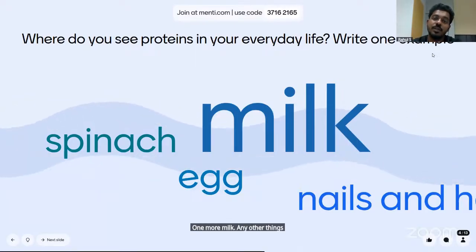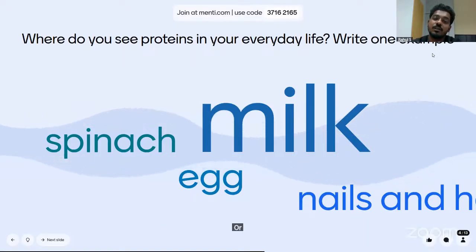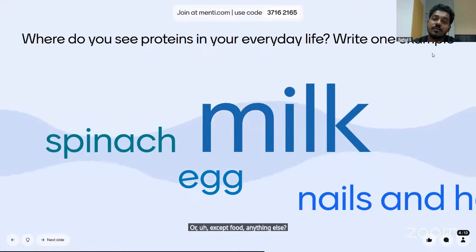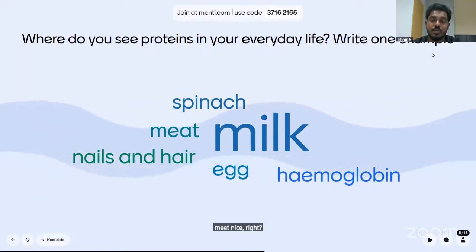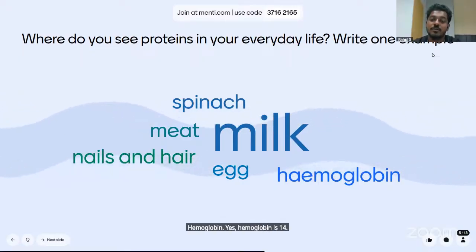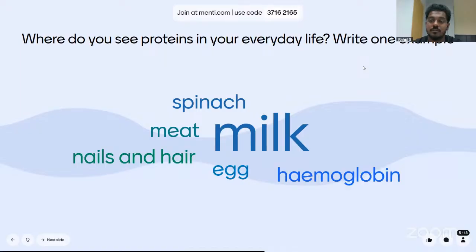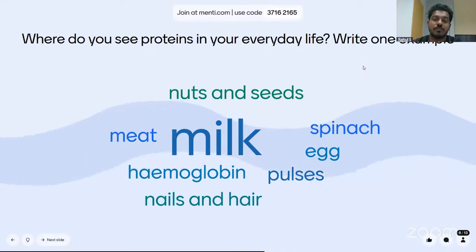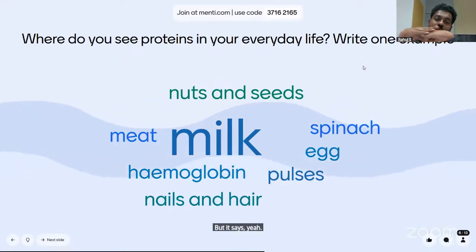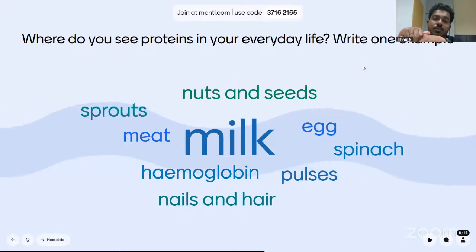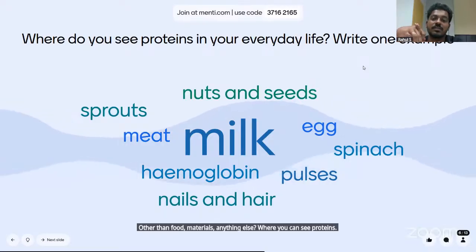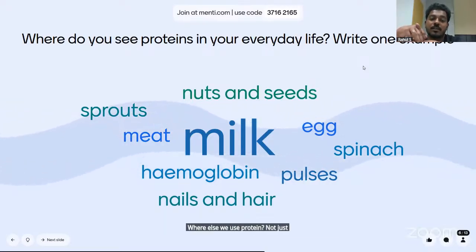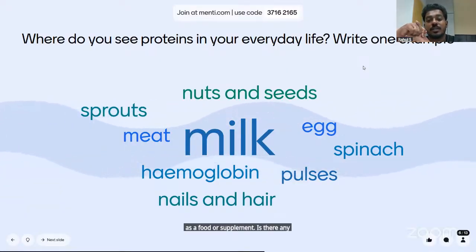Any other things which are not edible, or except food? Anything else? Meat, nice, right? Hemoglobin, yes, hemoglobin is a protein. Pulses, yeah. Nuts and seeds, yes. Other than food materials, anything else where you can see proteins? Where else do we use protein? Not just as food or supplement. Is there any other place where we are using proteins?